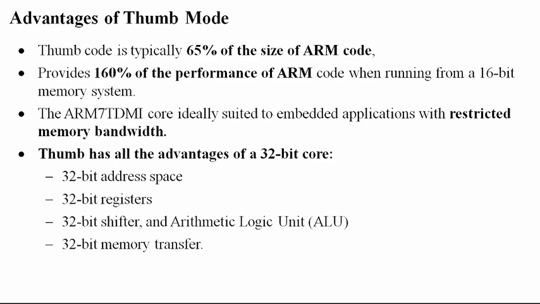So still, what are the advantages of the thumb mode? Even though thumb mode operates in 16-bit mode, you can access all 32-bit registers. It is possible to access the 32-bit address space and 32-bit registers, you can use a 32-bit ALU and a 32-bit shifter, and even 32-bit memory transfer. So you can use all 32-bit, but the instructions will be in the form of 16-bit.